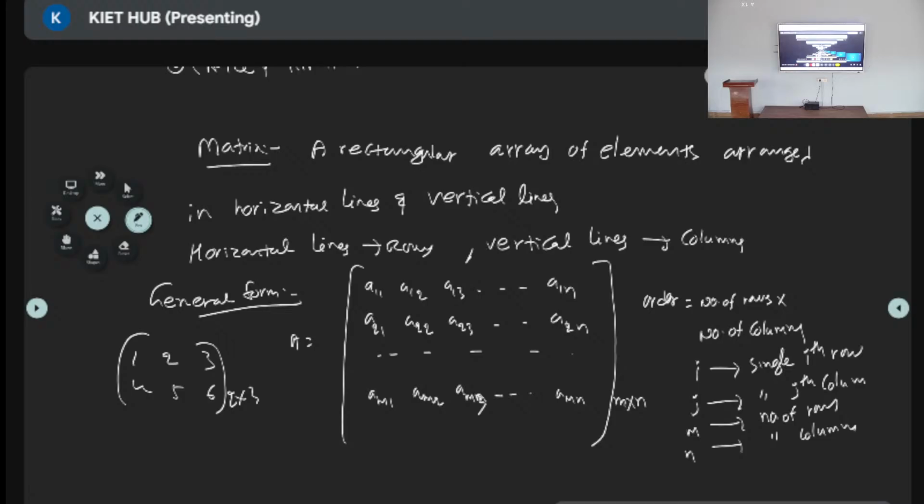So this slide is clear to all of you? No confusion in this slide? Yes. Let us move to next. i is a single ith row, j is a single jth column, m is the number of rows, n is the number of columns. Okay.